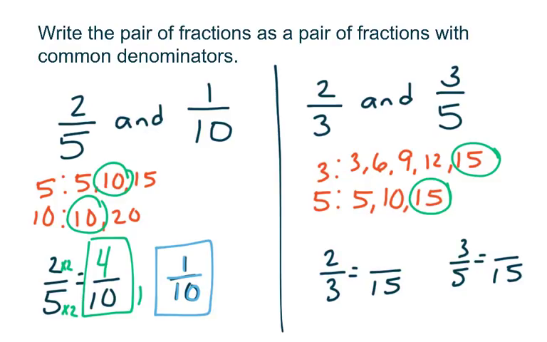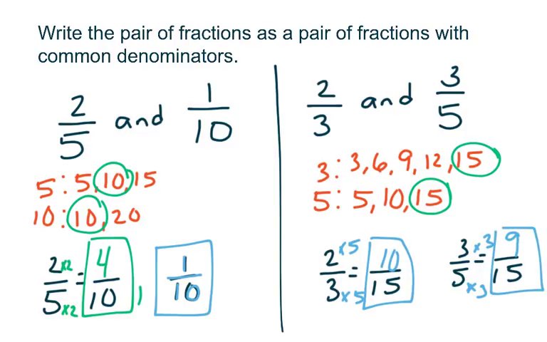So I see that for my first fraction I'd be multiplying 3 times something to get 15, and that becomes 3 times 5. When I do the same thing to my numerator, I get 10/15. On the next side I have to multiply this times 3. Oops. And I need to multiply my numerator times 3, so I get 9/15, and there are my pair of fractions with my common denominators.